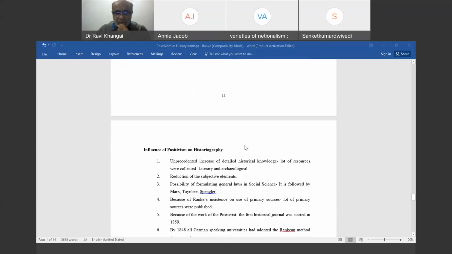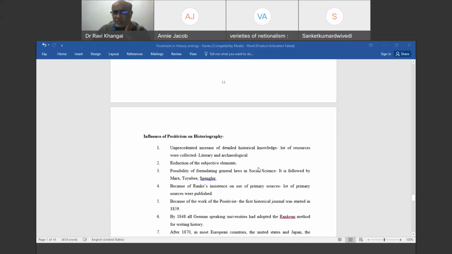Well, now because of this positivism, Ranke's idea and spirit of positivism, there was an unprecedented increase in the historical knowledge. A lot of history began to be written scientifically. A lot of sources. People now understood the importance of sources. So all over Europe, the archives were established. People started preserving resources, collecting resources, and cataloging them and making it available to the researchers.